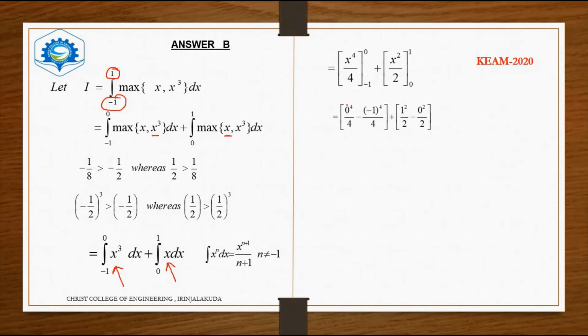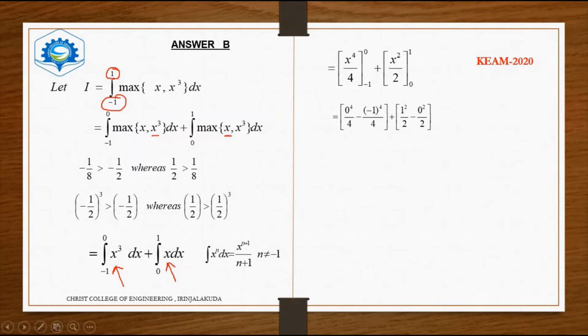Upper limit is 0 raised to 4 minus, what is the lower limit? Lower limit is minus 1, the whole raised to 4 by 4 plus. Now substitute the limits for the second term: 1 square by 2 minus 0 square by 2.